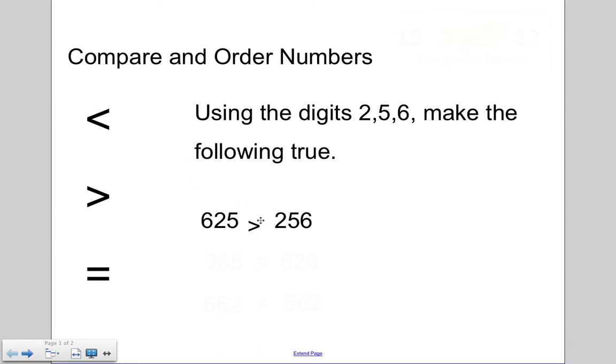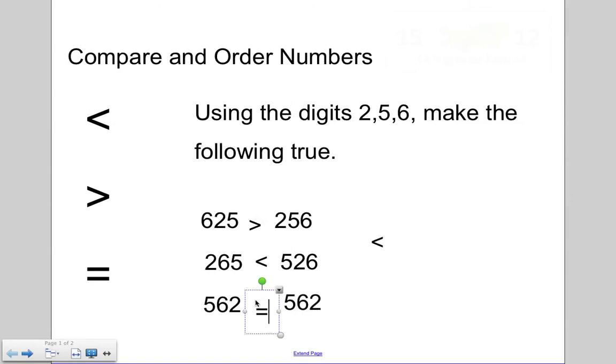Again, you would be making up these numbers and questions. 2, 5, 6. I'm still using 2, 5, and 6. I'm not using anything else. So at the beginning, 2 and 5. I know 5 is larger, 526. So I would use this one here. And then I think there's one more. 562 and 562. And we know that is equal.